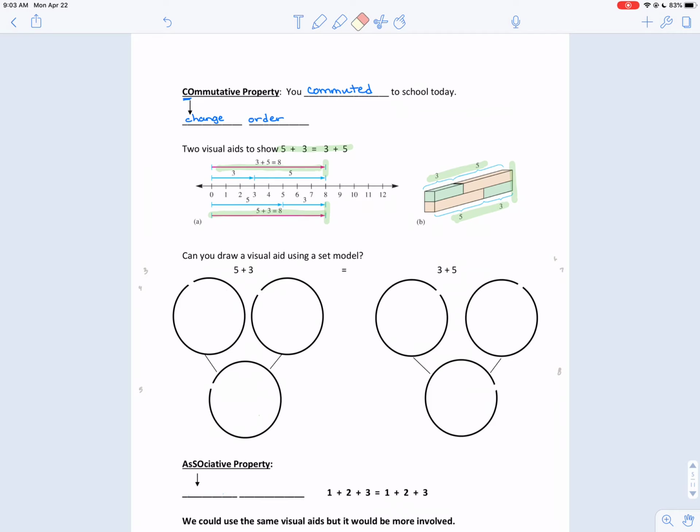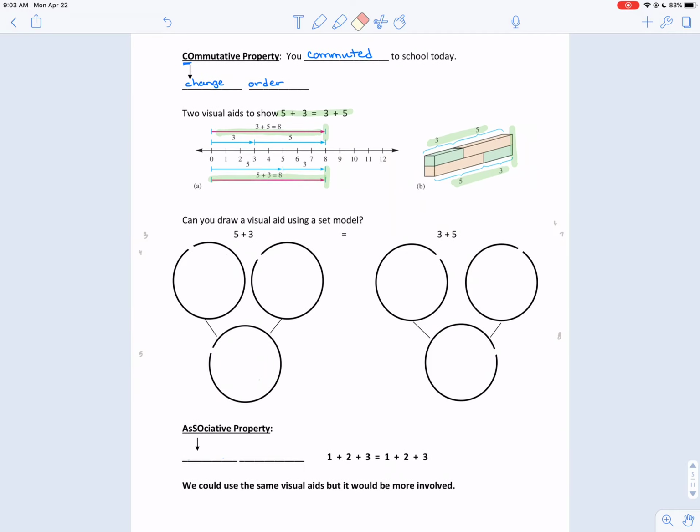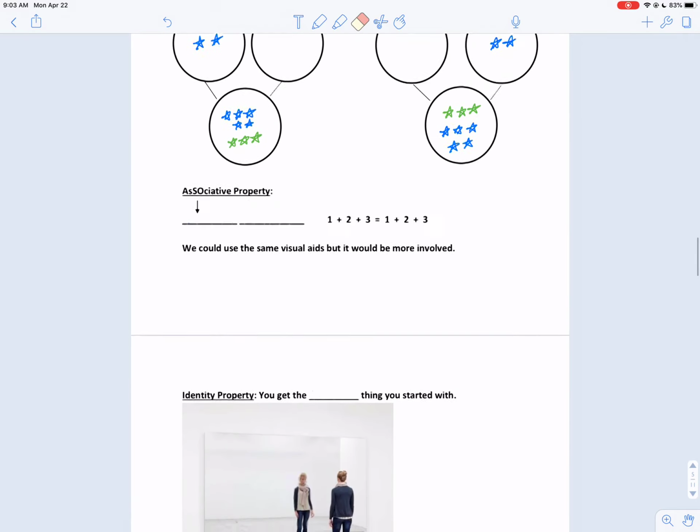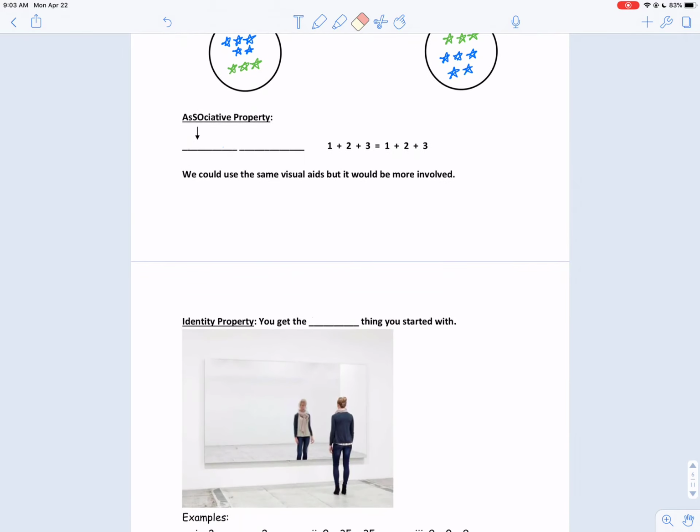We can also show it in this visual aid with the set model. So we've got 5 stars plus 3 stars. So we're going to get 8 stars when we combine them. Now we're going to have 3 stars plus 5 stars. When we combine them, we get 8 stars. So you can see that they're similar. They're exactly the same.